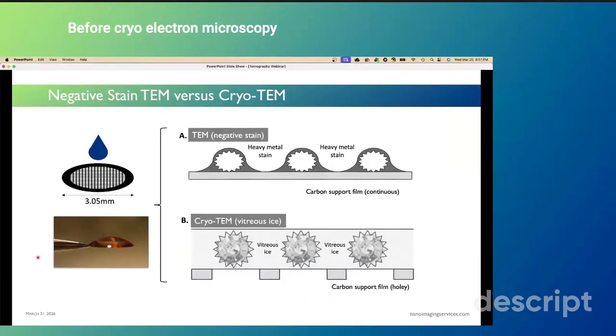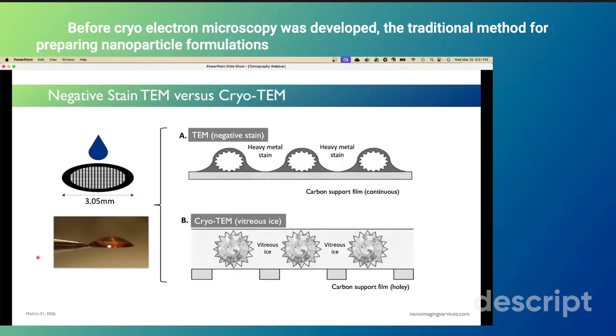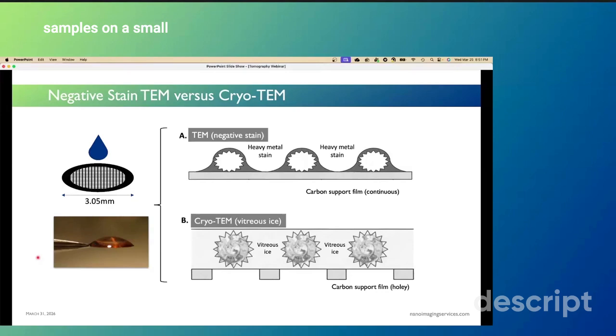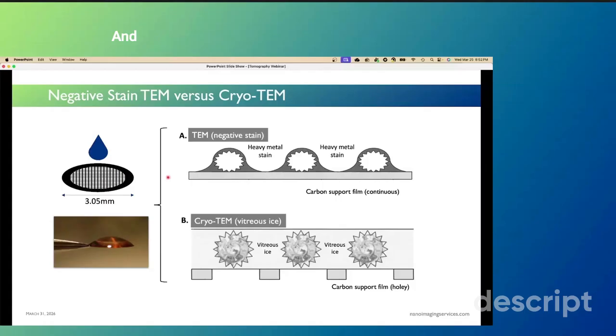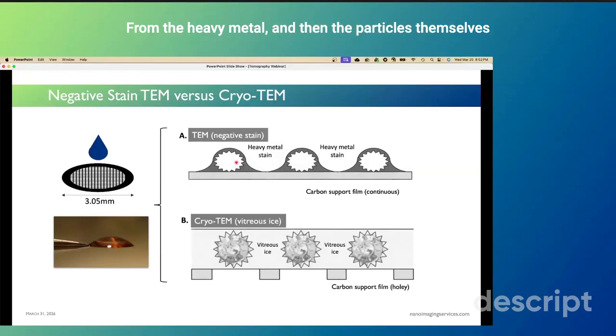Before cryo-electron microscopy was developed, the traditional method for preparing nanoparticle formulations for electron microscopy would be to deposit the samples on a small grid with a continuous support film, and then allow the sample to dry up in a puddle of solution that contains heavy metals such as uranium. And this would result in images that have a dark background from the heavy metal, and then the particles themselves would be visible as bright areas in the images.